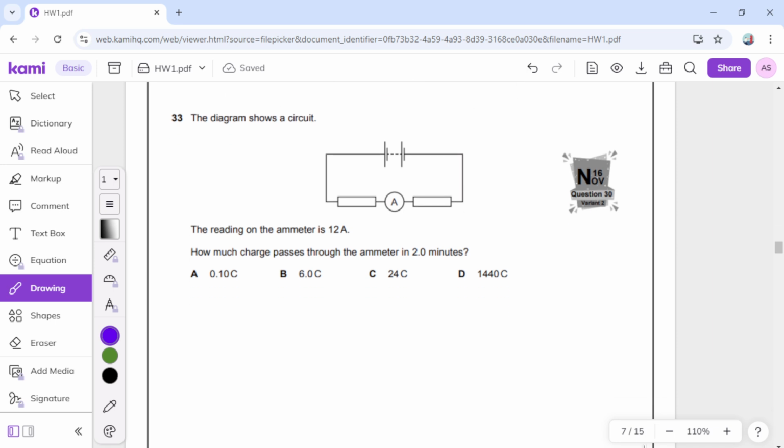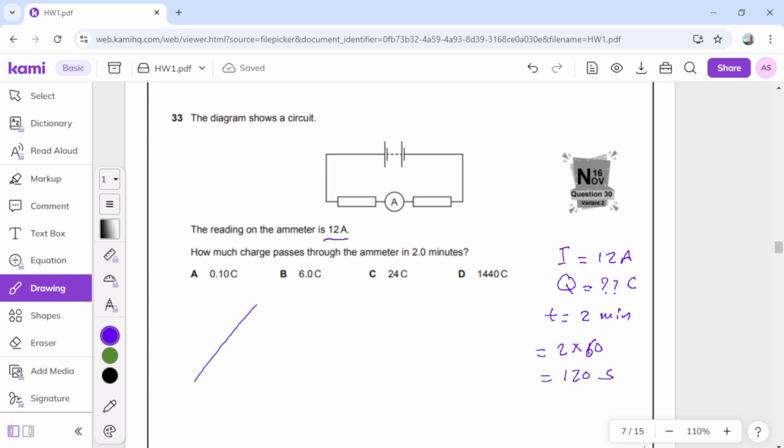The diagram shows the circuit. The reading on the ammeter is 12. So the ammeter reads current, I equals 12 amps. How much charge passed? He asked about charge in coulomb and gave you the time as 2, but be careful, this is 2 minutes. You have to convert: 2 multiply 60. It will become 120 seconds.